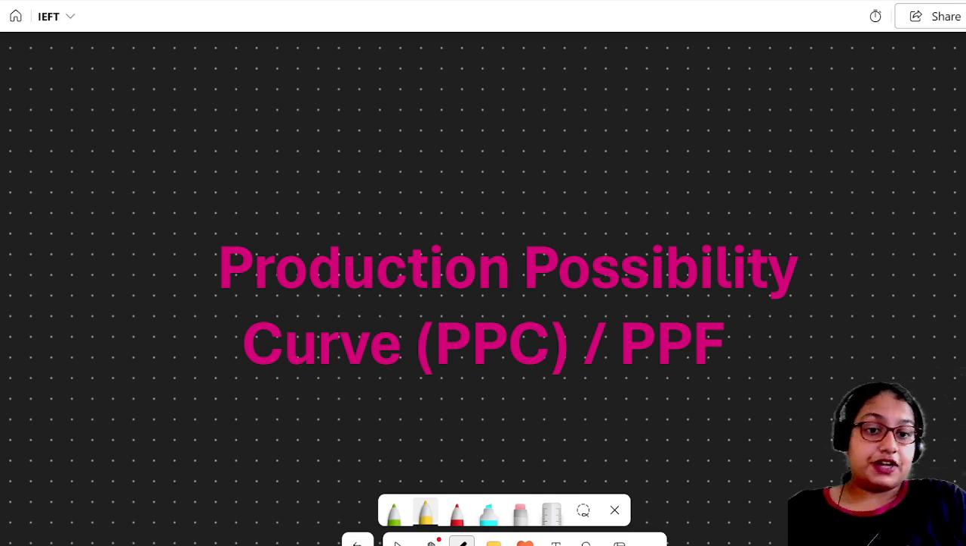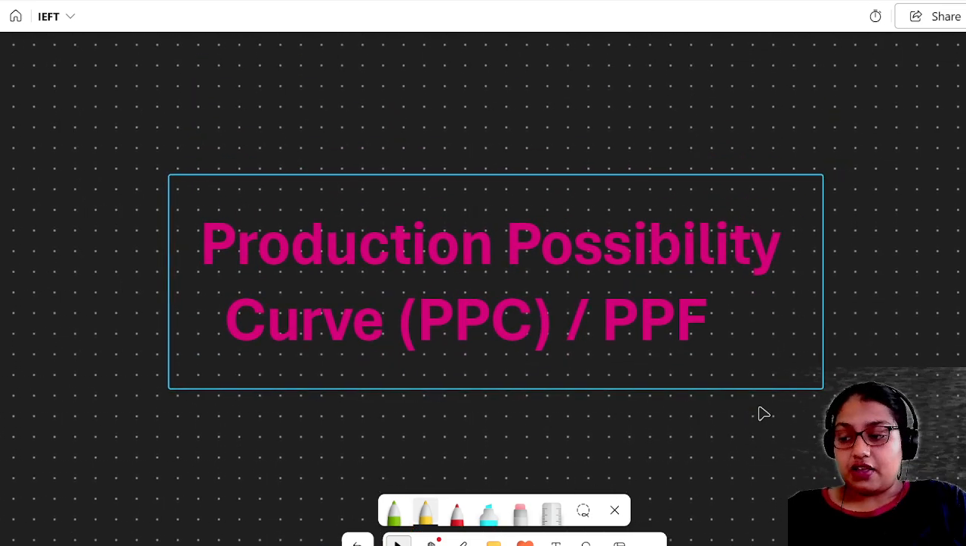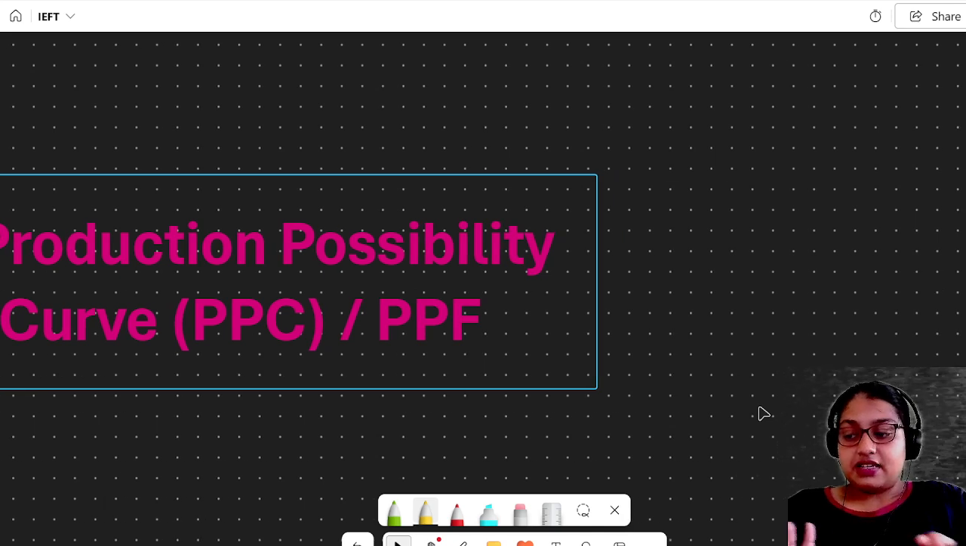So what is the Production Possibility Curve, PPC? It is a curve. It shows various combinations of products that can be produced with technology. Whatever technology is available, with the given resources, and it has to be fully and efficiently employed. Under these conditions, we will be checking the combinations of two products.